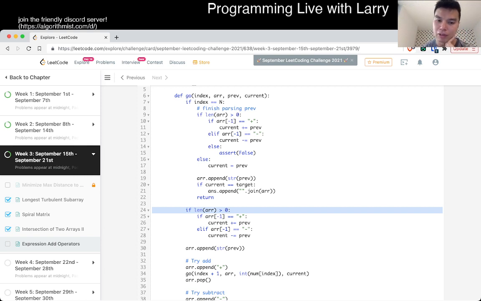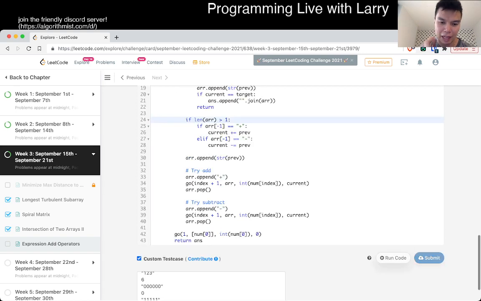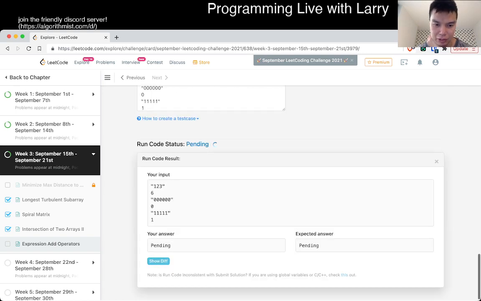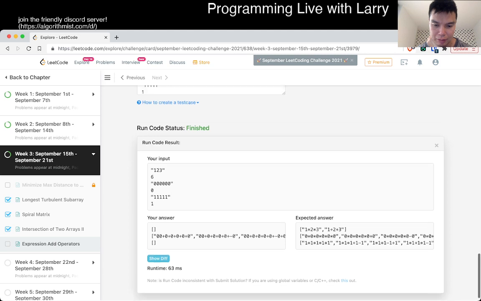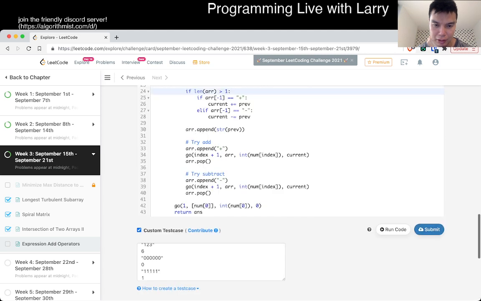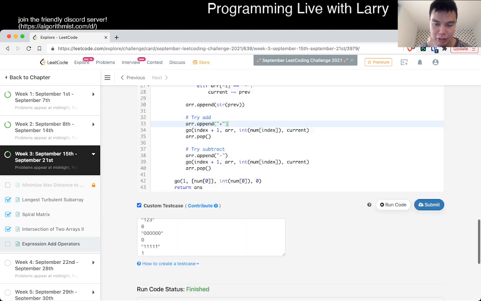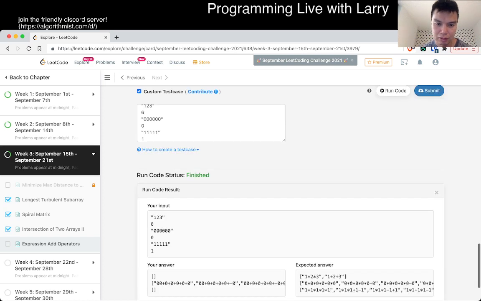So now this is going to be the case where we do not have an operator. Okay, so this is actually greater than 1 because we're kicking off with 2. Okay, and then now try appending. Oh, now this thing doesn't. No, I think it's okay.